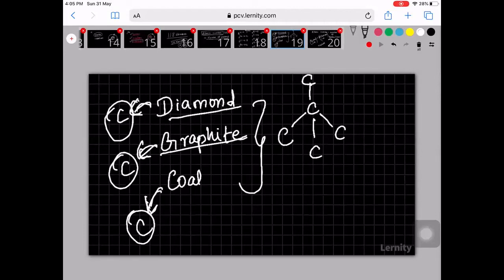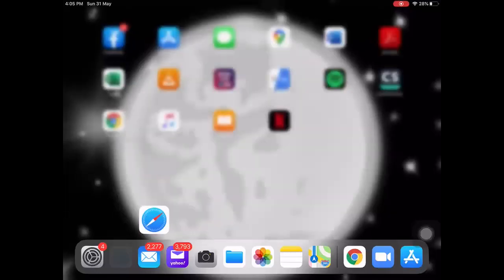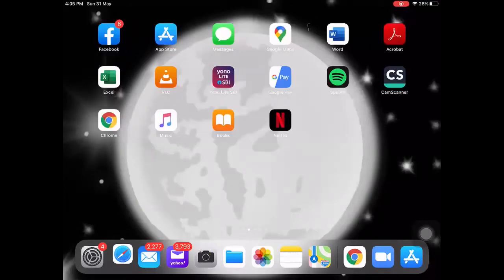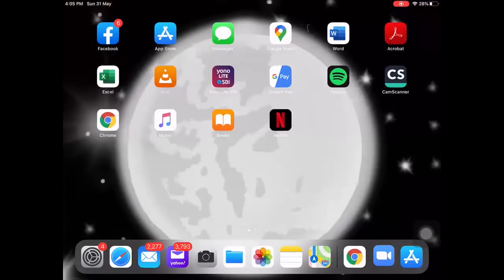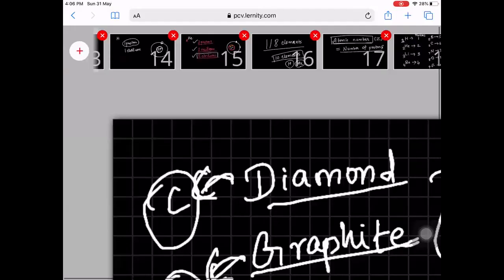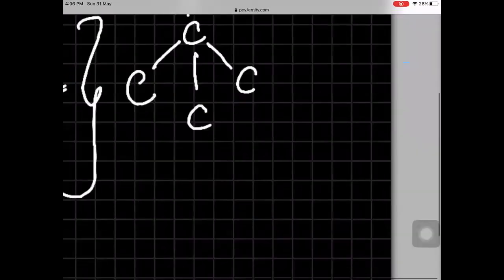When the atoms are strongly bound with each other, it will be very hard. This is the basic difference between diamond, graphite, and coal. All are made up of carbon, but the different arrangement of atoms gives a difference in their strength. So your diamond will be very strong, and your graphite will be soft. Coal will also be soft.